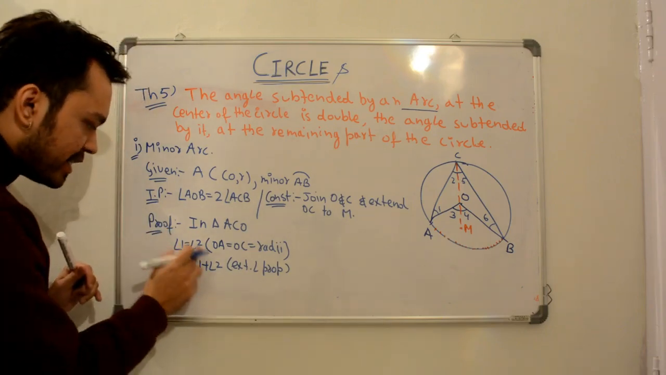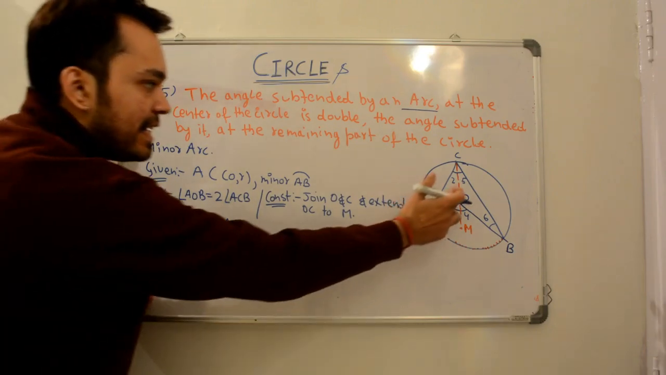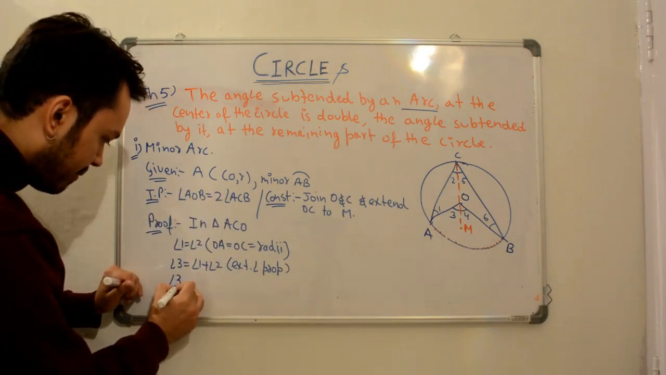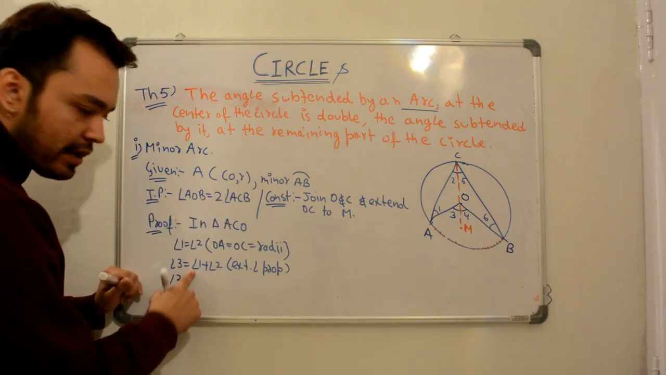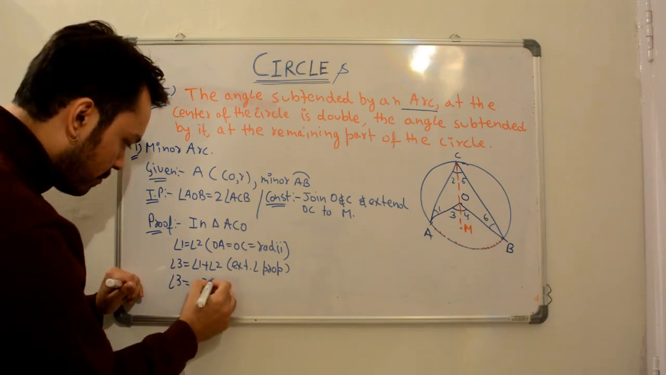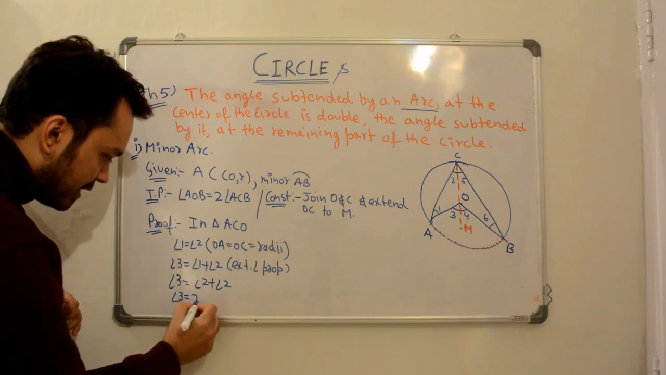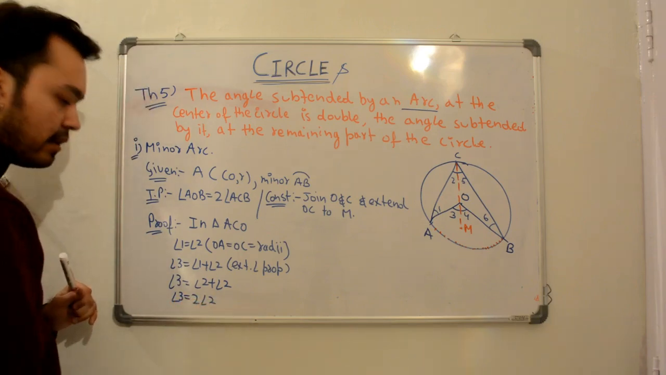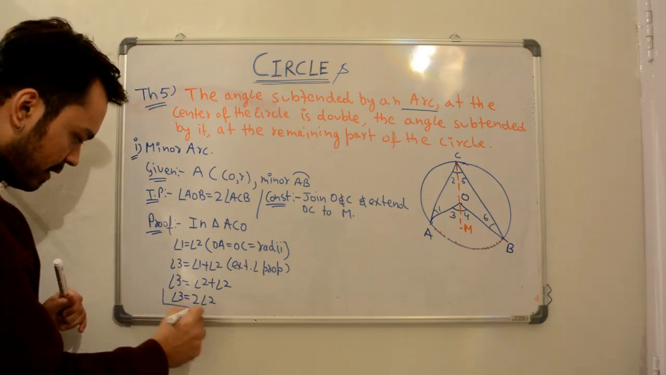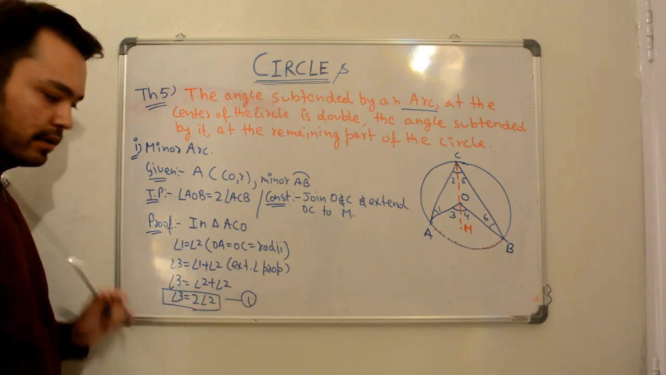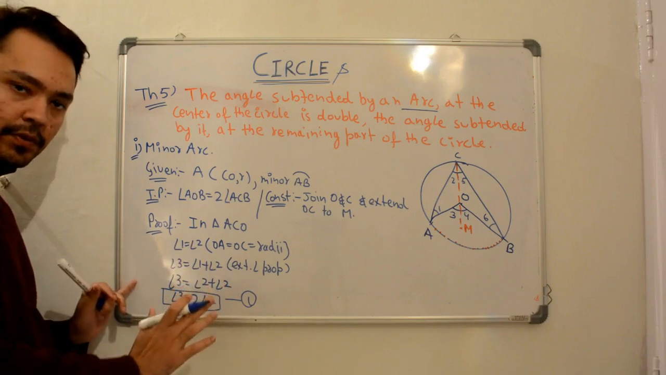Now since angle 1 is equal to angle 2 and we need angle 2 to prove our theorem, we substitute the value of angle 1 in terms of angle 2. So here we come to know that angle 3 is actually equal to twice of angle 2. Clear? Let me highlight this part and number this as number 1. I hope this much is clear to you, right?